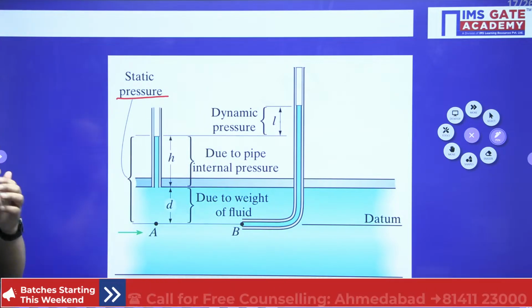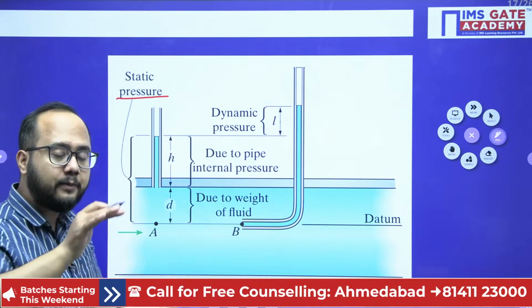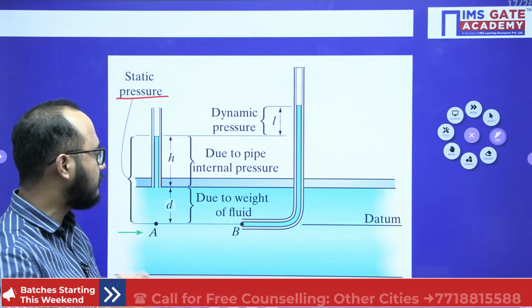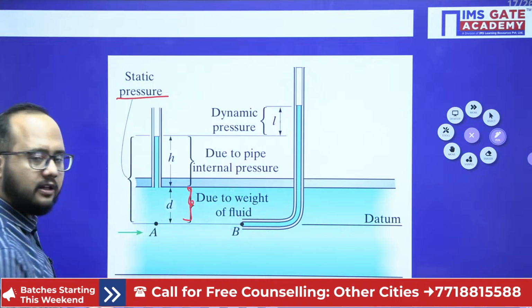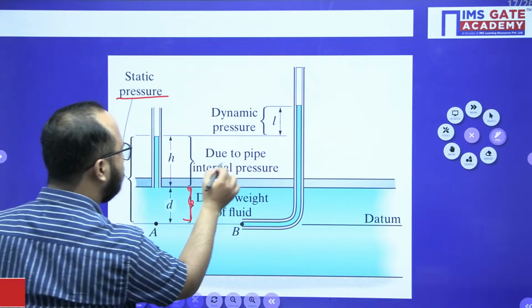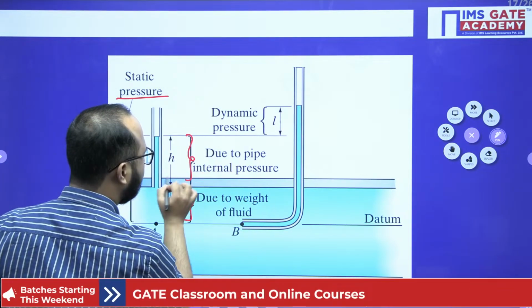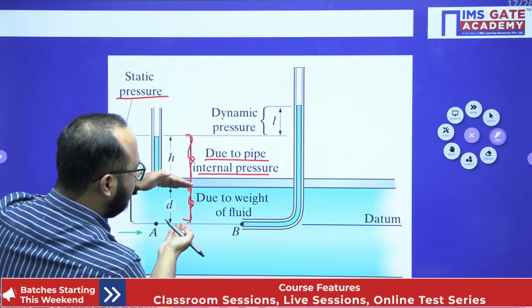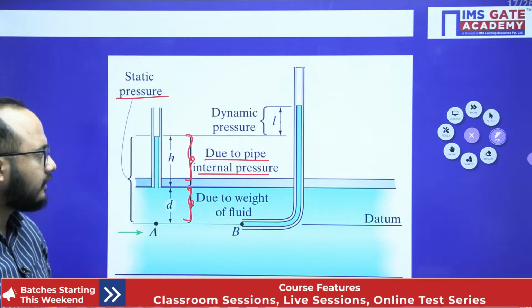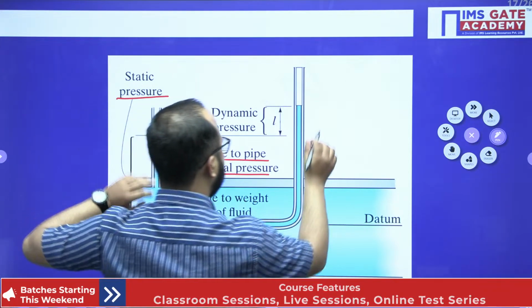Simple. Now, apart from the static pressure head, two things are also there. First, due to the weight of the fluid itself. Then second, due to the pipe internal pressure. Due to pipe internal pressure, this much is height, and this much height will be due to the weight of the fluid itself. Correct. So you should understand the points.